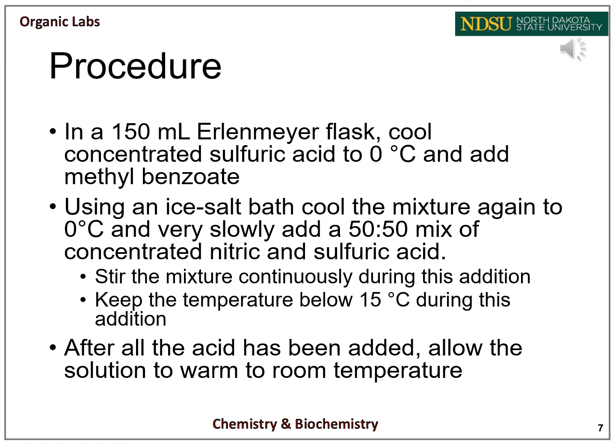For the procedure, you'll start by adding concentrated sulfuric acid to an Erlenmeyer flask and cooling that in an ice bath to 0 degrees Celsius, and then you'll add methyl benzoate. After this, using an ice salt bath to cool it again to 0 Celsius, you will very slowly add a 50-50 mix of concentrated nitric acid and sulfuric acid.